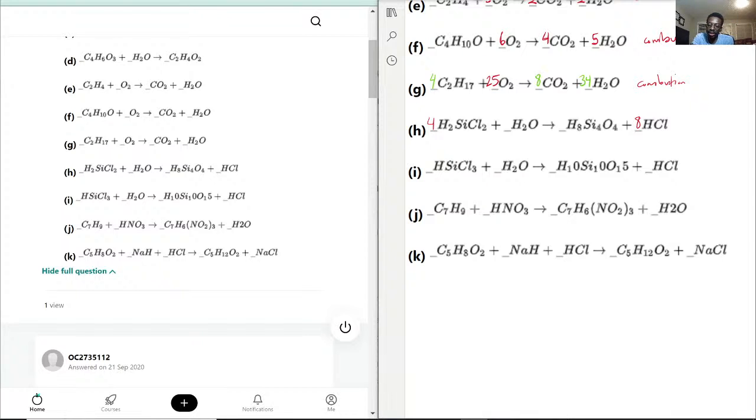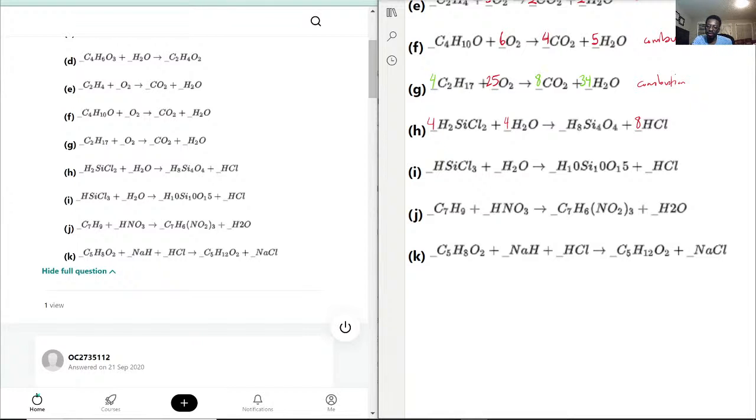So now let's see if everything else can balance out. Oh, we don't need to touch the hydrogen yet, because the oxygen we can actually balance first. So there's only 4 oxygens here. So for this, it would be 4 H2O.